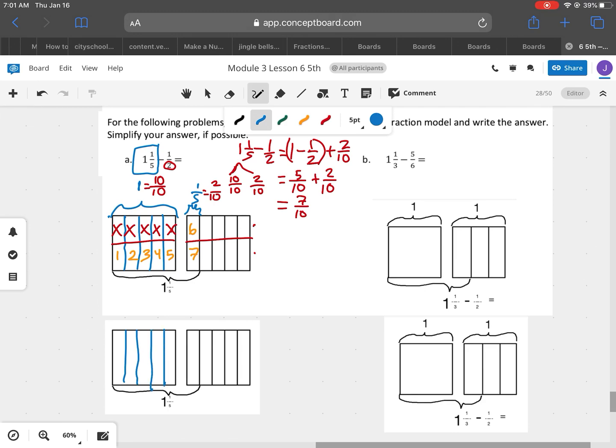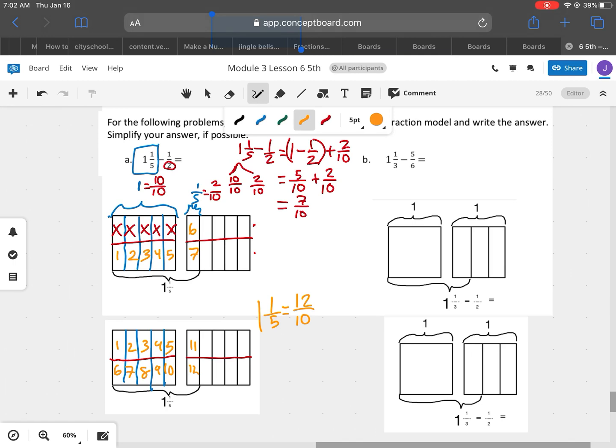Okay, and then I can see I'm going to half it again, half both of these, and now I have 1, 2, 3, 4, 5, 6, 7, 8, 9, 10, 11, 12 tenths. So my 1 1/5 becomes 12 tenths.